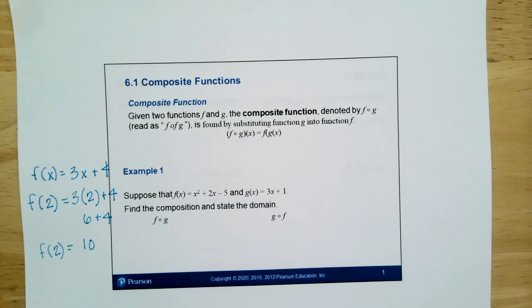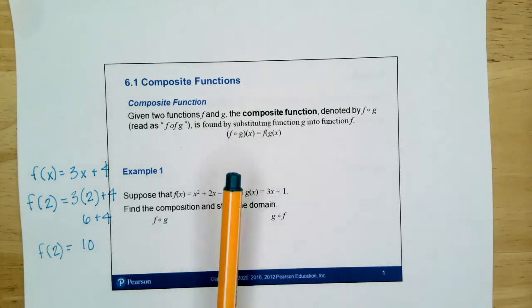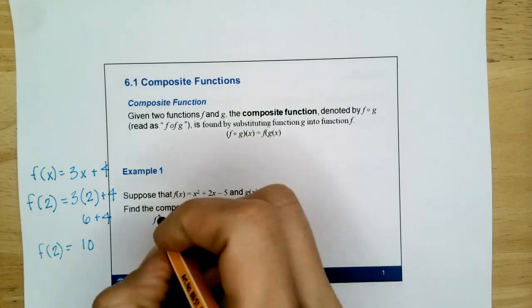Take g and put it into f instead of the x. So suppose, in example 1, that f of x is equal to x squared plus 2x minus 5 and that g of x is equal to 3x plus 1. Find the composition and state the domain of f of g of x. F of g of x.